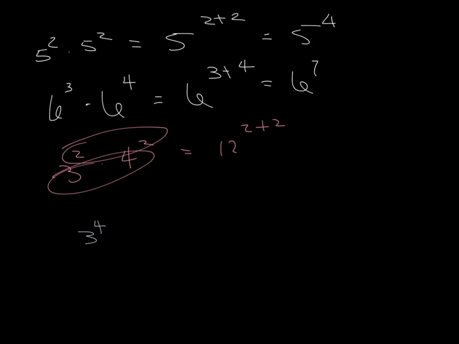So 3 to the 4th times 3 to the 8th times 3 to the 5th equals 3 to the 4 plus 8 plus 5, or 3 to the 17th power. Okay, so notice we still have a 3 there.